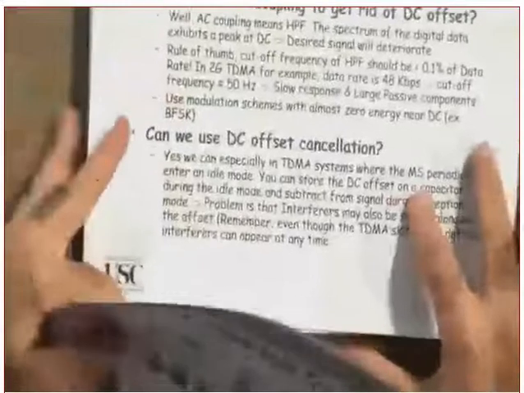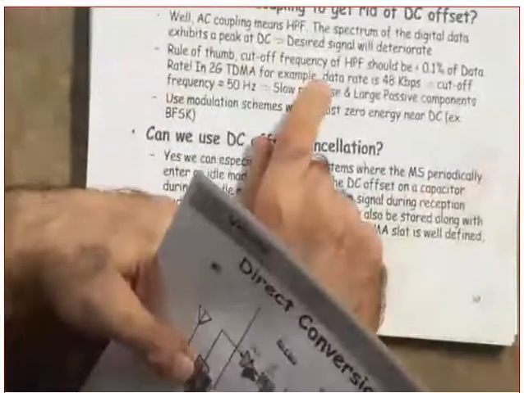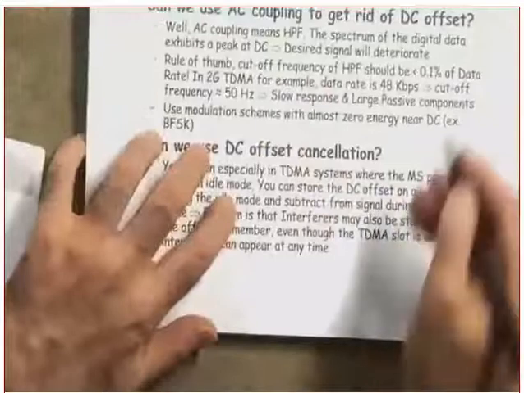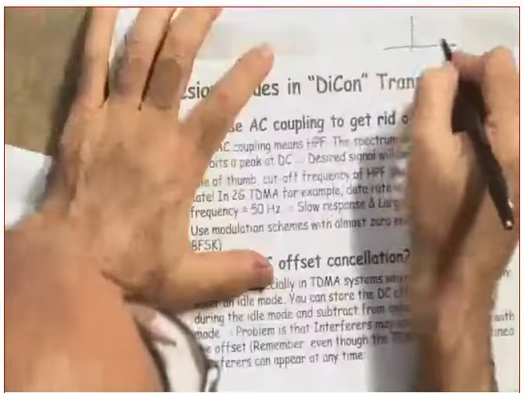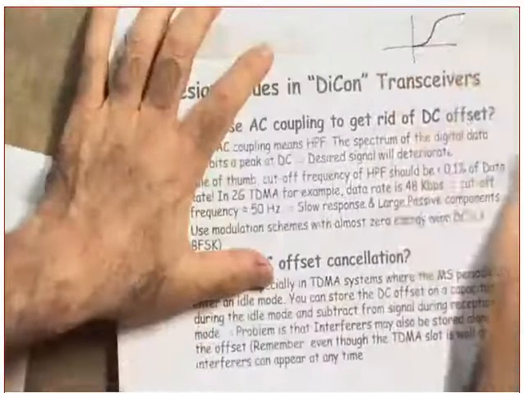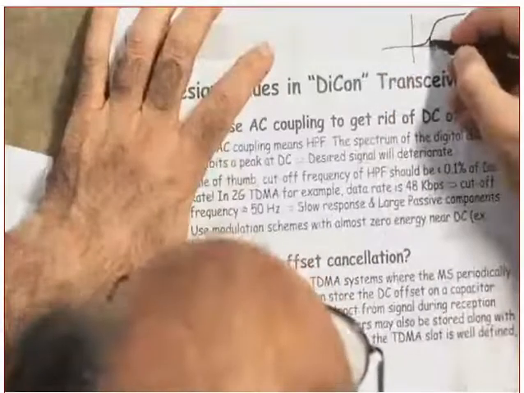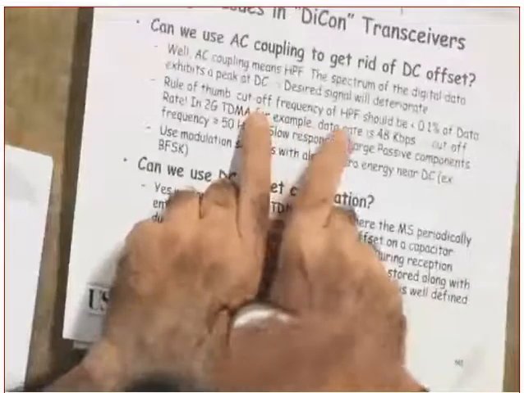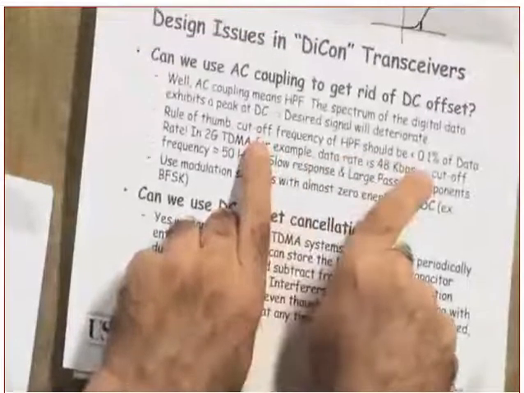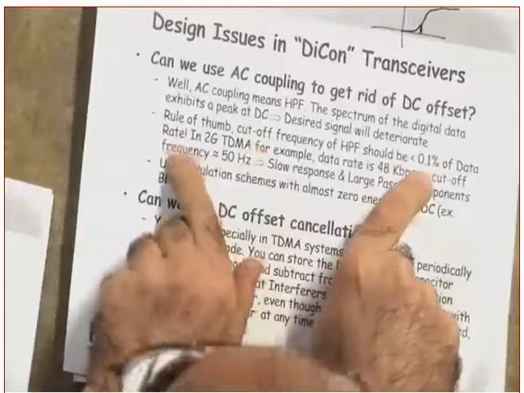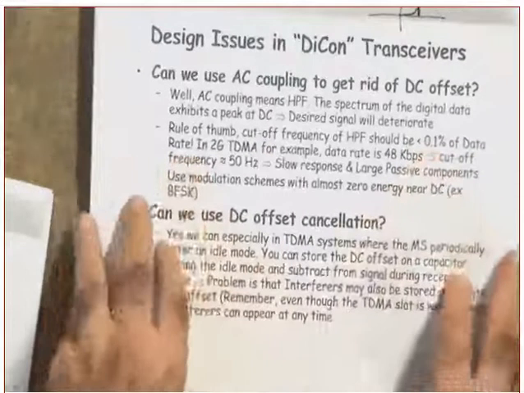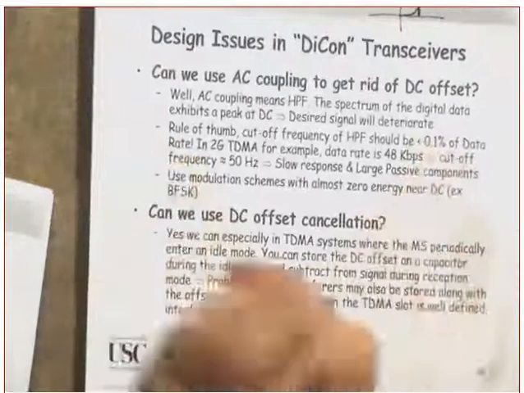Listen to me. The rule of thumb. The cutoff frequency. Can you show me where is the cutoff frequency of a high-pass filter? What does a high-pass filter look like? Where is the cutoff frequency? Is this it. The rule of thumb is that the cutoff frequency of the high-pass filter should be less than 0.1% of the data rate. What does that mean? Can you tell me why am I comparing it with the data rate?